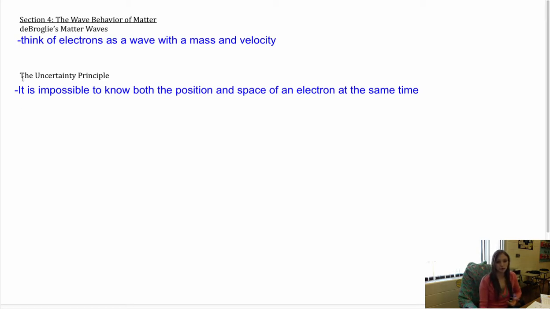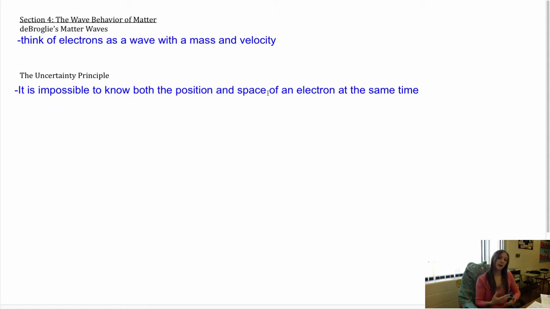Well, the uncertainty principle comes into play because it is impossible to know both the position and the velocity of an electron at the same time. We talked about this last year. You can't know how fast the electron is going and exactly where it's at, because in order to tell exactly where it's at, you have to hit it with something, and usually you hit it with a photon. If I hit it with a photon, now I saw where it was when it hit the photon, but I have no idea how fast it was going because it was stopped when it was there.